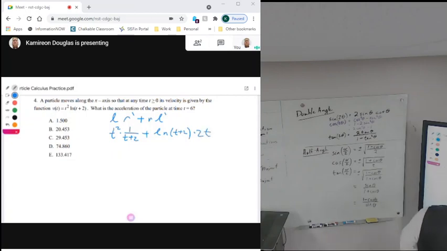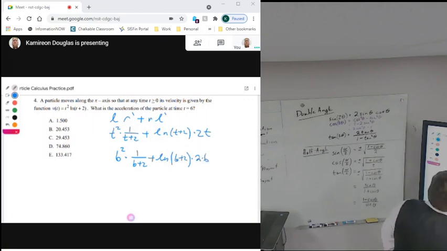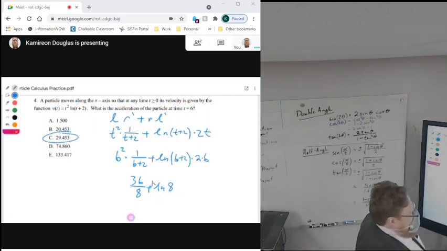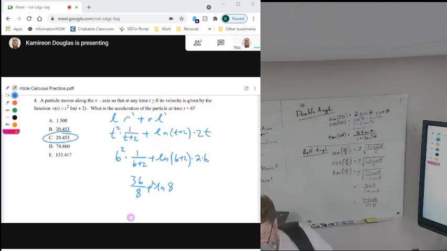Now I just plug in 6. So it's 6 squared times 1 over 6 plus 2, plus ln of 6 plus 2 times 2 times 6. So 36 over 8 plus ln of 8 times 12. Alternatively, I could have just gotten a calculator and plugged in that function. I have the ability to take a derivative.